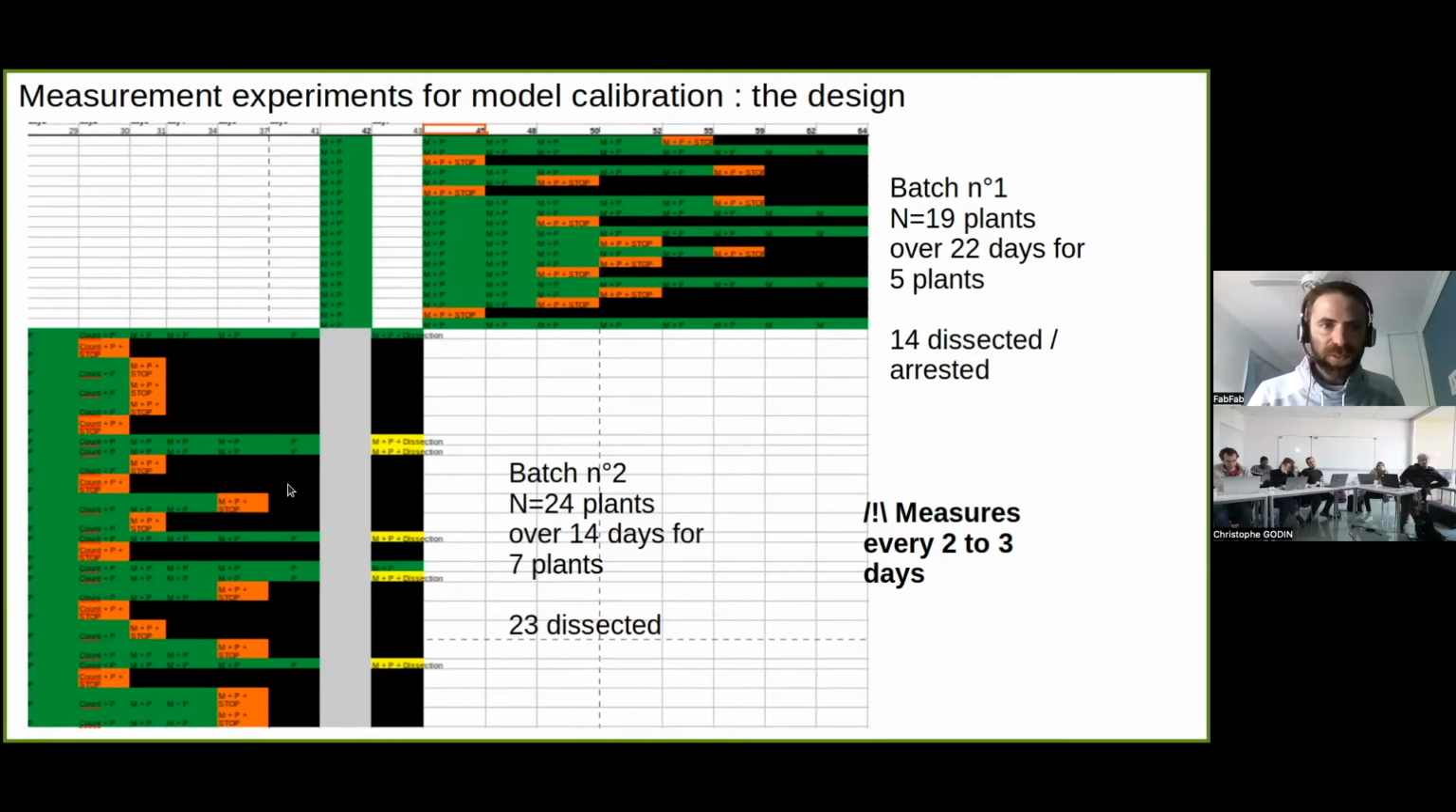So I did it twice. In the 2 batches, I focused on different traits of the plant. For example, here I focused more on the rosette and here more on the different inflorescences.